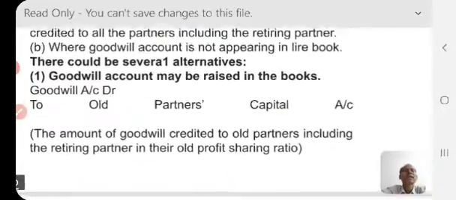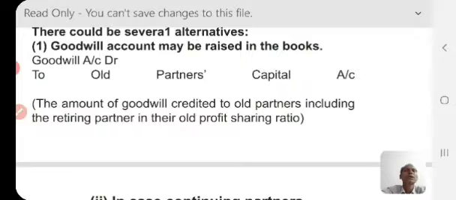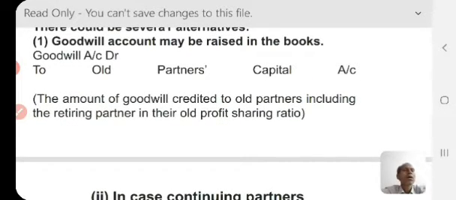So, there could be several alternatives in the accounting methods of goodwill. Goodwill account may be raised in the books. Already goodwill account is there. Now, we would like to raise the goodwill. The entry is goodwill account debit to all partners' capital accounts, that means all partners' capital accounts, including the retiring one.